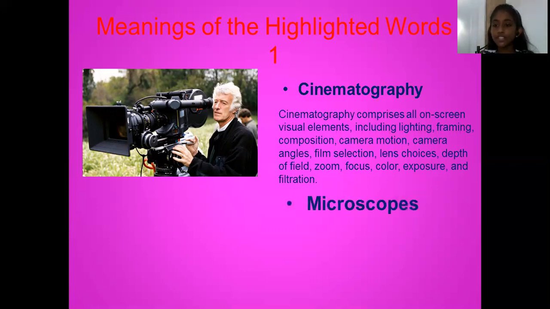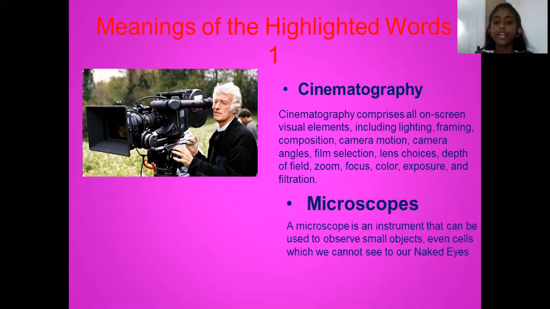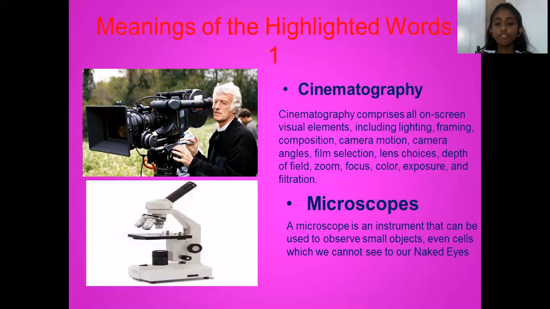Next word is microscopes. I hope that you all know about microscopes, but let's just define that word. A microscope is an instrument that can be used to observe small images, even cells which cannot be seen by our naked eyes, like microorganisms. In another video, let's talk about what are microorganisms. This is a picture of a microscope.